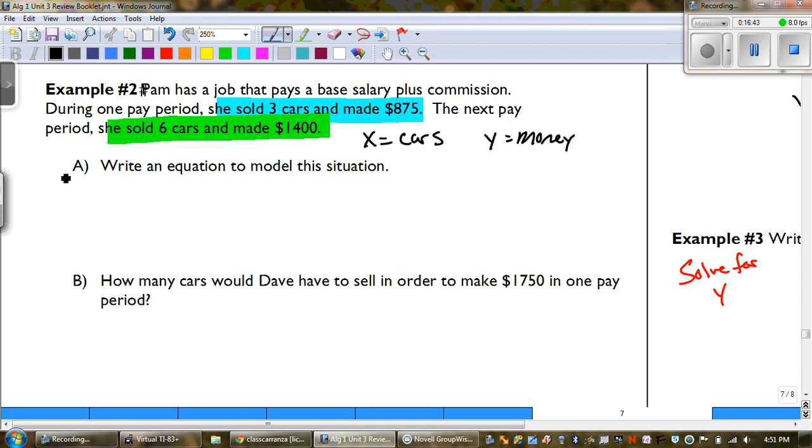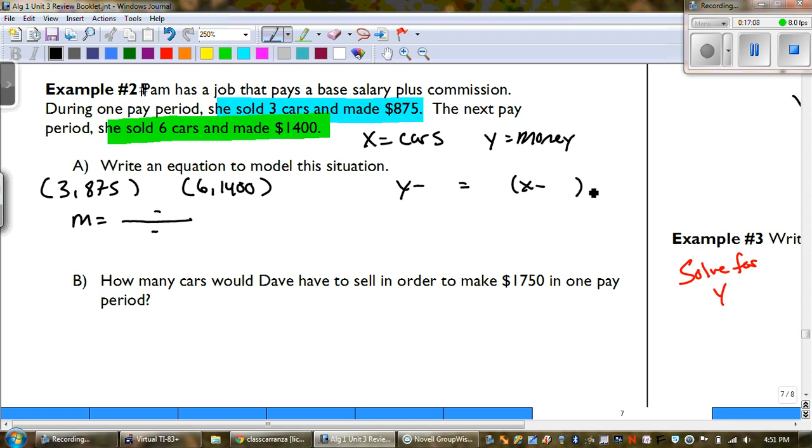So our point, we have 2 of them. The first one's in blue. That's 3 and 875. And then the other one is 6 and 1400. So what we need to do is we need to find the slope and then plug it in. Let's pause the video and see if you can do this one all on your own. Good luck.